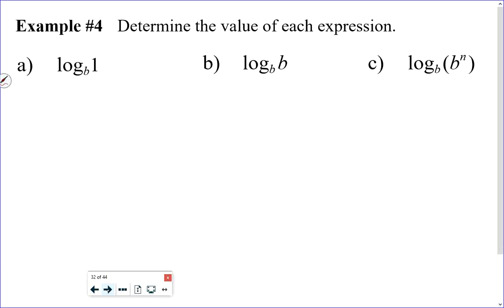Never mind. Let's take a look at number 4. I thought I missed one on number 2. Number 4, determine the value of each expression. So this is interesting because we don't have an equal sign, but we can make an equal sign, and many of you will not have to rely on doing this all the time.